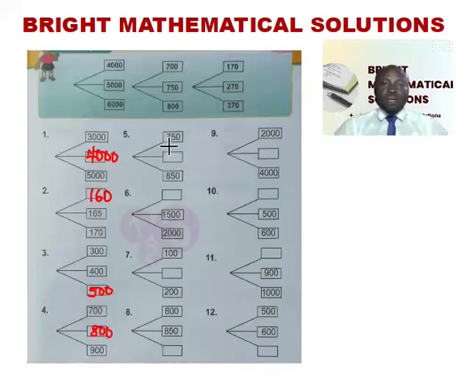Now to the next one, this is 750, this is 850. So the difference between the first and the third here is 100. Divided by 2, that is 50. So 750 plus 50 will give us 800.